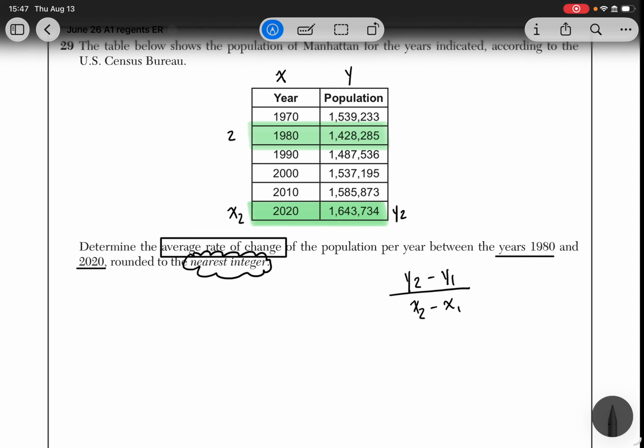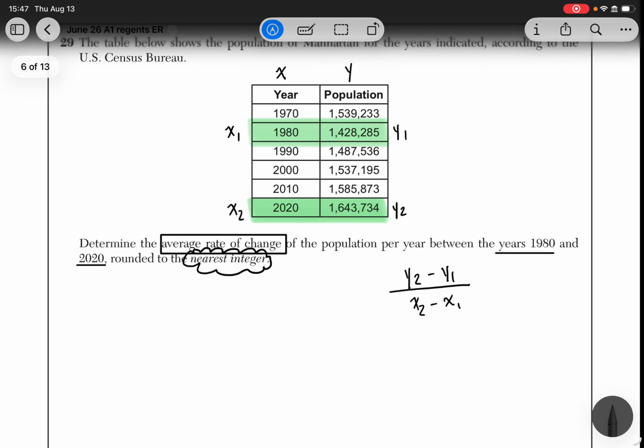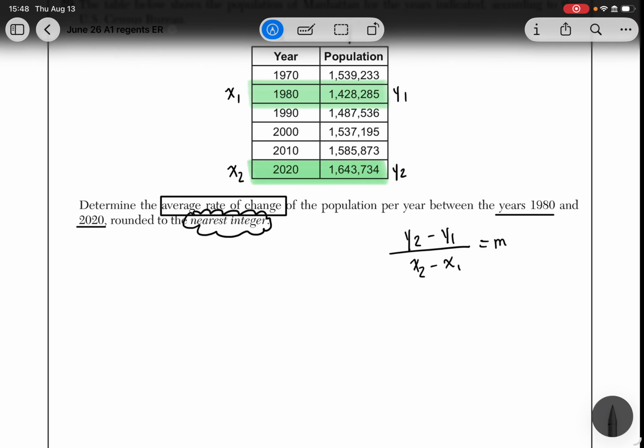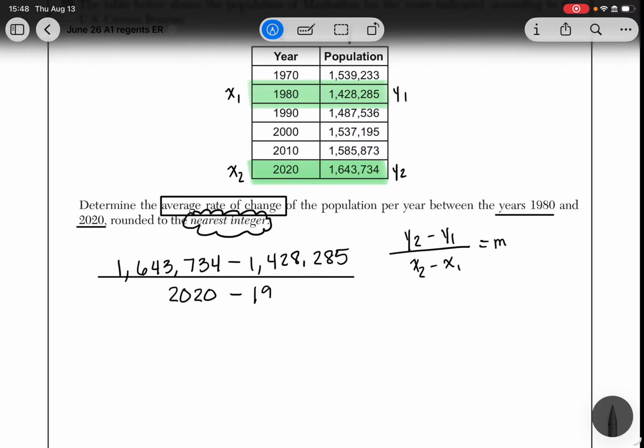And then 1980 is x1. And then that lovely big number next to it would be y1. So all we're going to do is plug these values into our formula for slope, and then that will tell us our average rate of change. So we have y2, which is 1,643,734, subtracted by 1,428,285, all over x2, which is 2020, minus 1980.